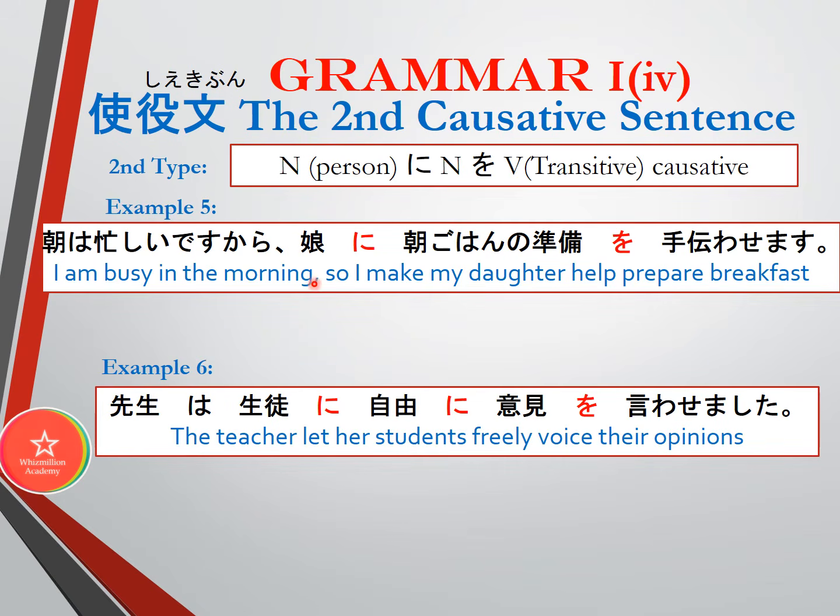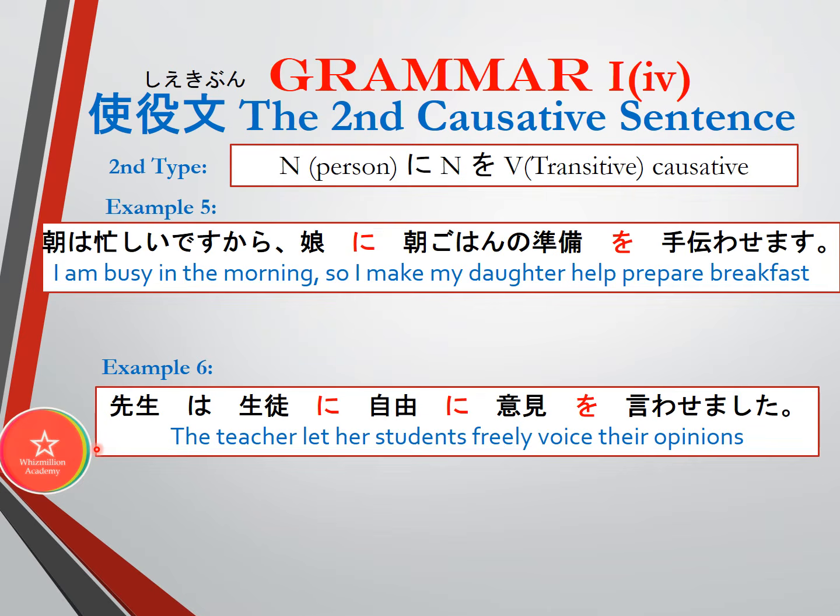So the particle attached to the person receiving this instruction or permission is ni. Okay, so we figured this out, ni. And then over here we have a noun, 朝ごはんの準備. This is a noun, so the particle here is o.